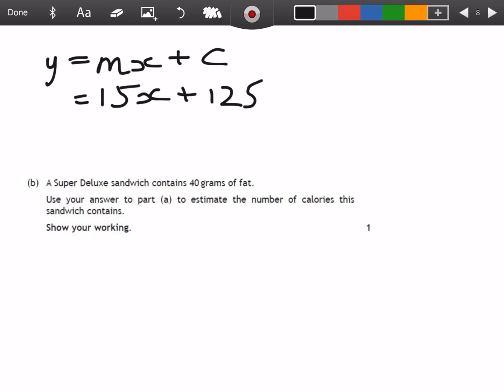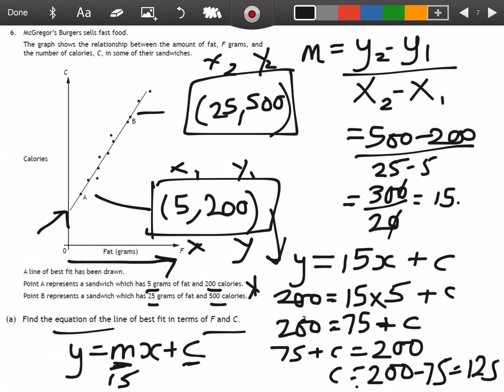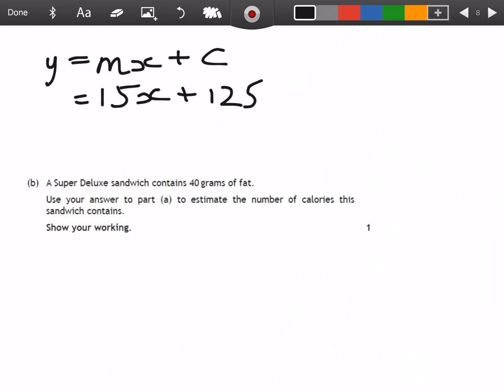Now, you'll notice the question said, write the equation in terms of F and C. Our equation currently is sitting with a y and an x in it. C is the y-axis, and F is the x-axis. These are capital letters, okay? You really should be putting them in the correct format. So the y was a C, equals 15, and the x was an F. And there we are, that's our equation.